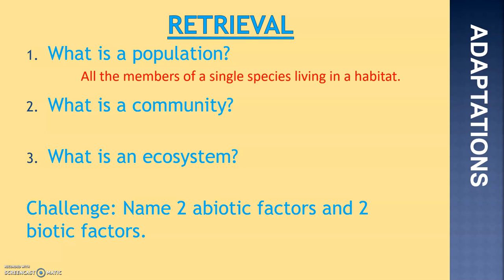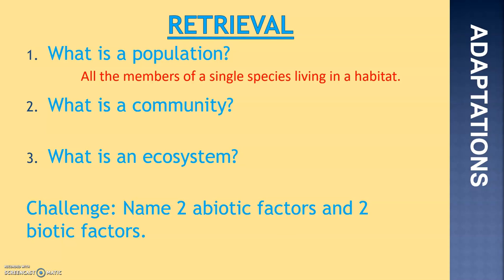So a population is where all the members of a single species are living in a habitat. For example, humans. All right. Our school is in Moston. Okay. We've got a community of humans living in Moston area. Okay, so that is our habitat. That is a population. Does that make sense?